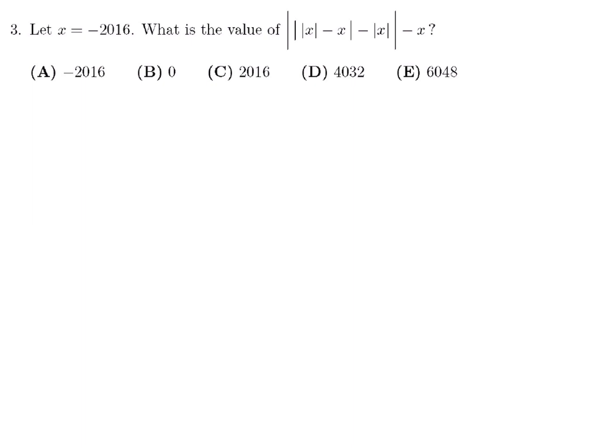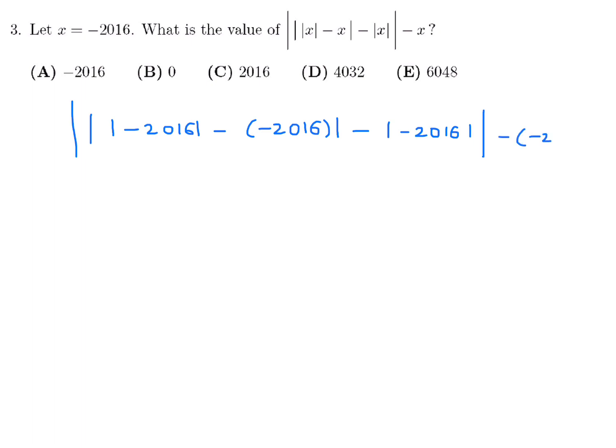If x is negative 2016, what is the value of this expression? All right, well, let's carefully do this. Minus 2016, and then minus 2016. And there is an absolute value sign there, and then absolute value of negative 2016. And then close it all out, and then minus 2016 negative.